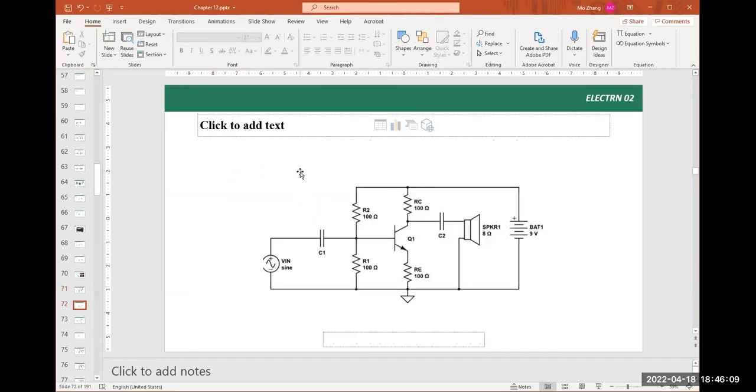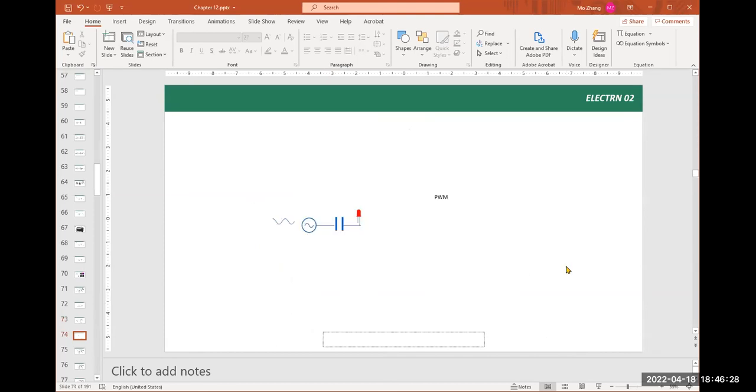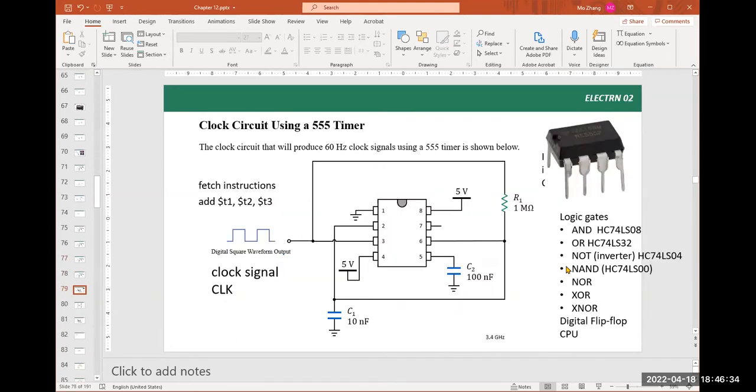So here is another picture showing an audio amplifier. Capacitors C1, C2, they are all capacitors. Here is just another picture showing an audio amplifier with capacitors. C2, C1, C3, they are capacitors with polarities. So these are the capacitor applications.